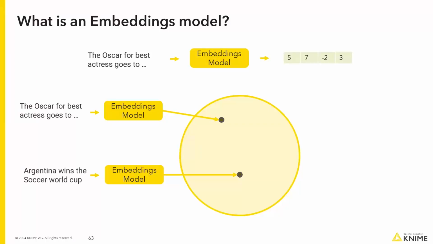Now, if we look at a circle as our embedding space, we see that the first sentence, "the Oscar for Best Actress goes to," and "Argentina wins the Soccer World Cup" are rather distant in the embedding space, right? This already gives us an idea, even just by looking at the space, that these two sentences are most likely not talking about the same topic.